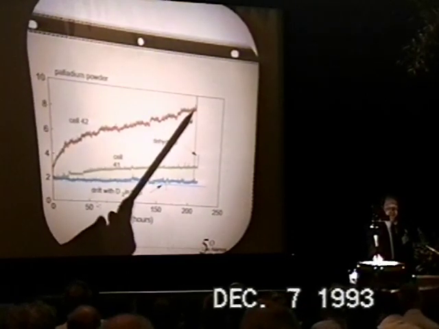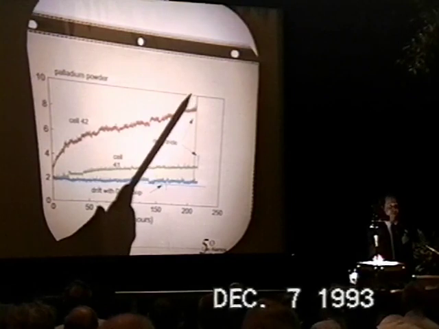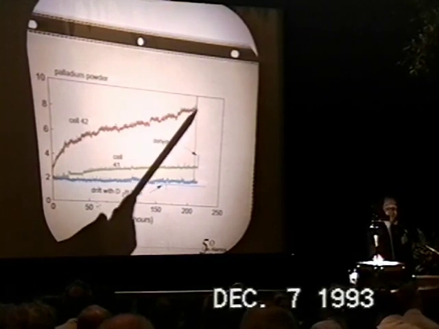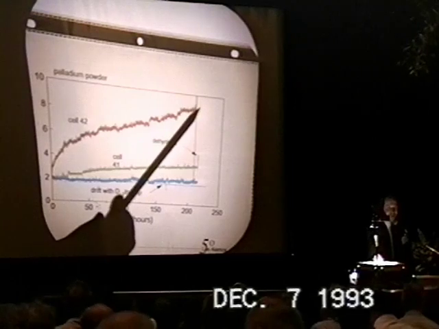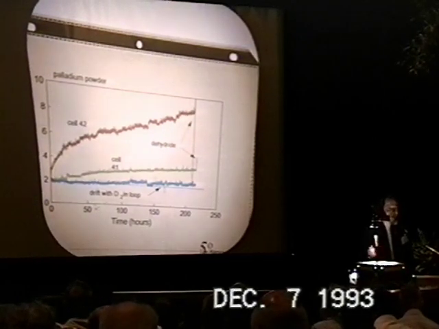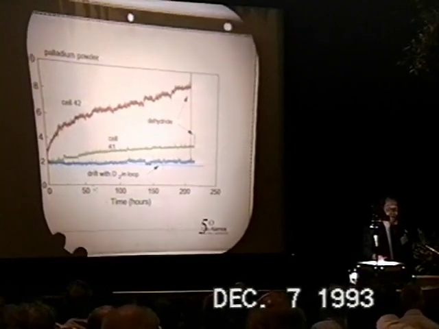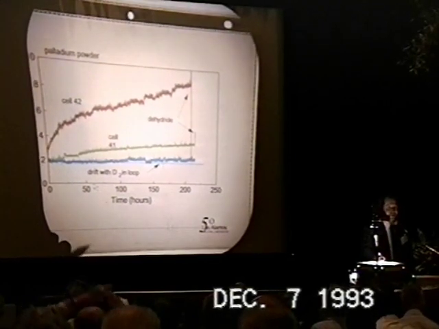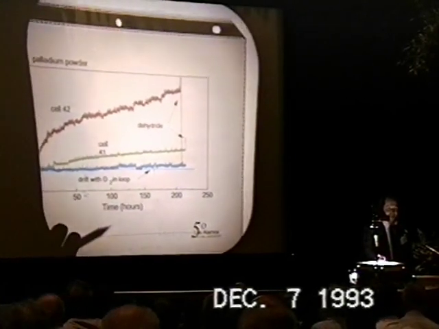One of the interesting parts of this is here at the end, you see the jump out. That's where we turned on the heat and dehydrated the cell. If you follow that up, the partial pressure of tritium, as measured by the ion chamber, follows the total pressure of the system. So the tritium is definitely there in the gas.